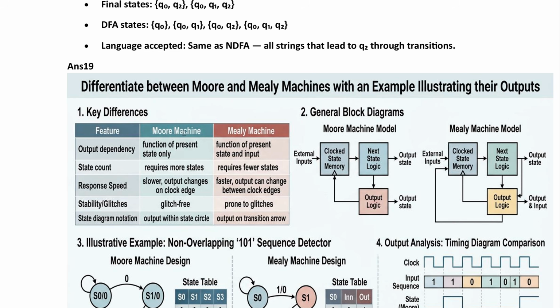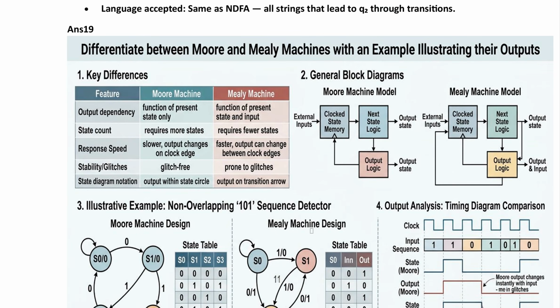As far as state count is concerned, Moore machine requires more states, whereas Mealy machine requires fewer states. As far as response speed is concerned, Moore machine is slower, that is, output changes on the clock edge. Mealy machine is quite faster and output can change between clock edges. As far as glitches are concerned, Moore machine is glitch free, Mealy machine is prone to glitches. In state diagram notation, in Moore machine, the output is within the state circle. In Mealy machine, the output is on the transition arrow.